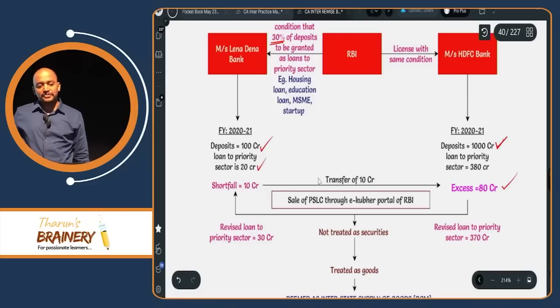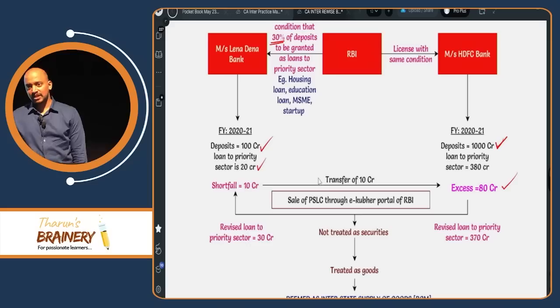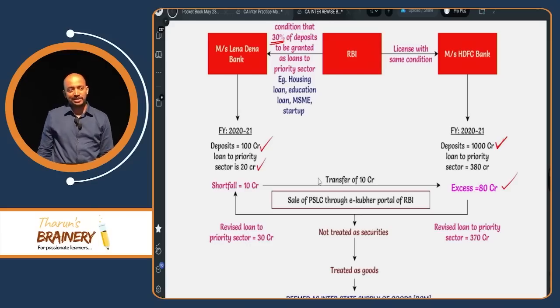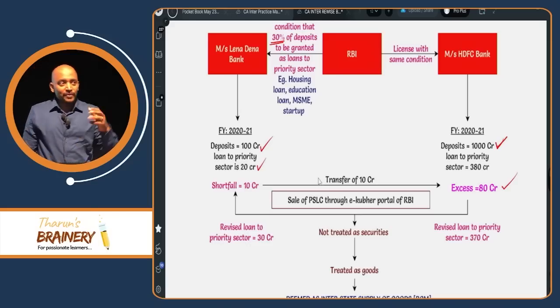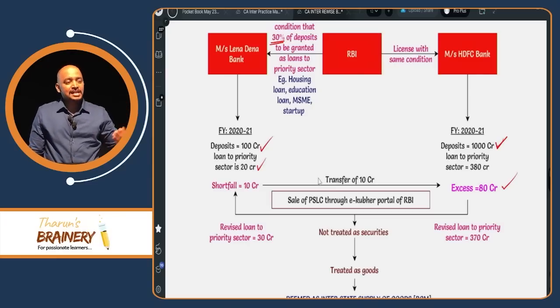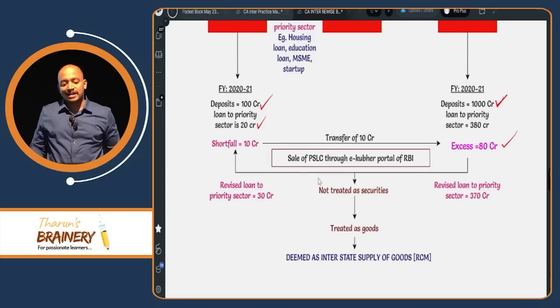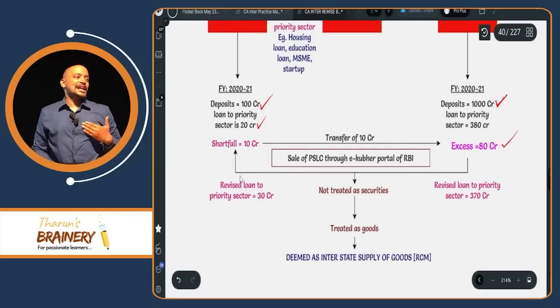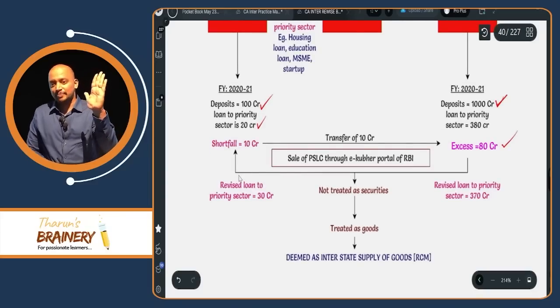What is the advantage of this to Lena Dena Bank? Already, how much loan have they given to the priority sector? 20. Now when they buy this priority sector lending certificate from HDFC, their revised loan to the priority sector is 30 crores. So they are achieving it. So their license will not be cancelled.